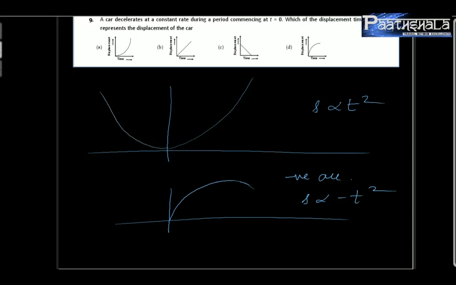Minus t square will look opposite, a downward facing parabola. Alright, so the answer is actually option D.